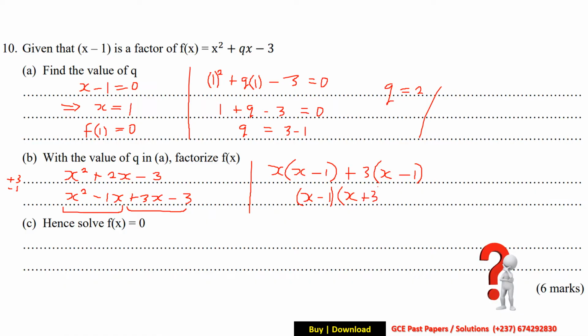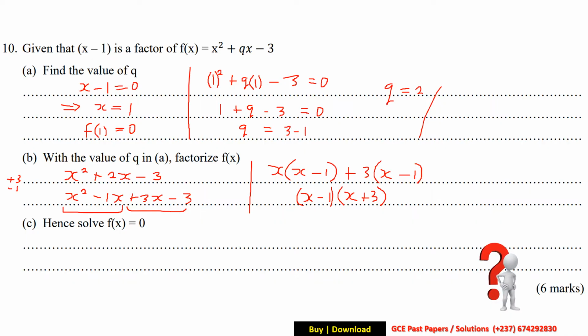So that's it. Now the C part says hence. Hence means you must use the previous answer that you have to continue. If they say hence or otherwise, it means you have a choice. If you like, you use it and continue. If you like, use another method. But if they say hence, it means if you use another method here, they'll mark it wrong. Hence means you must use this previous answer, or you must use something in the previous working to continue. So hence solve for x in f of x equals 0.